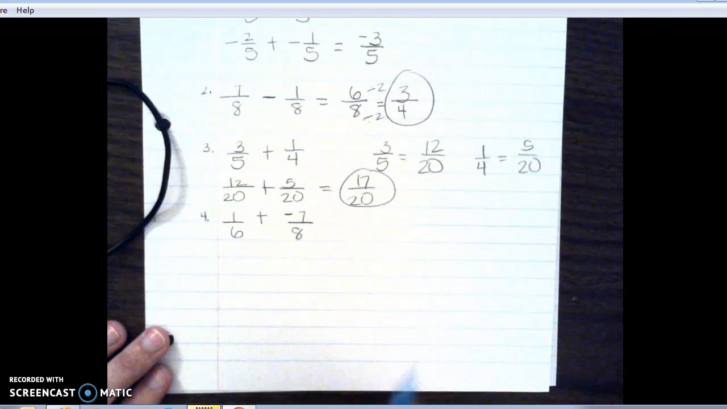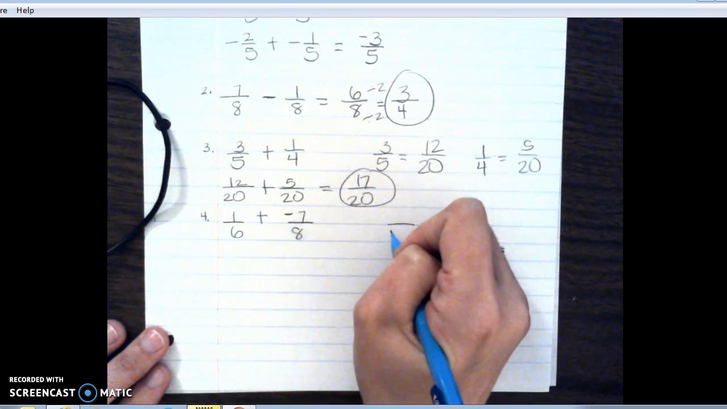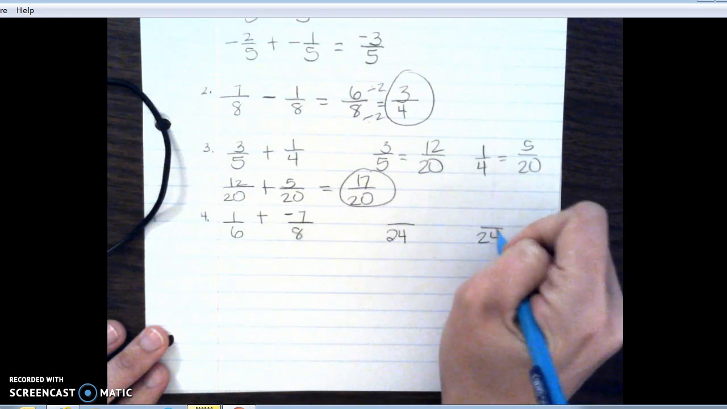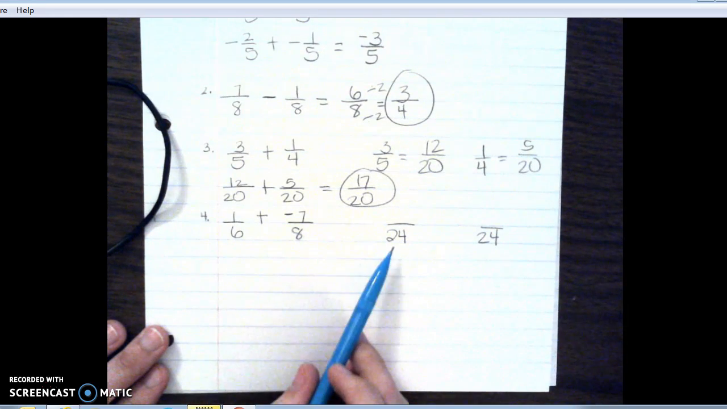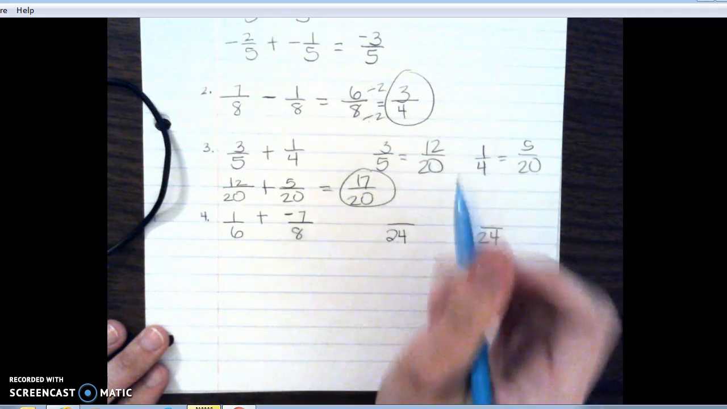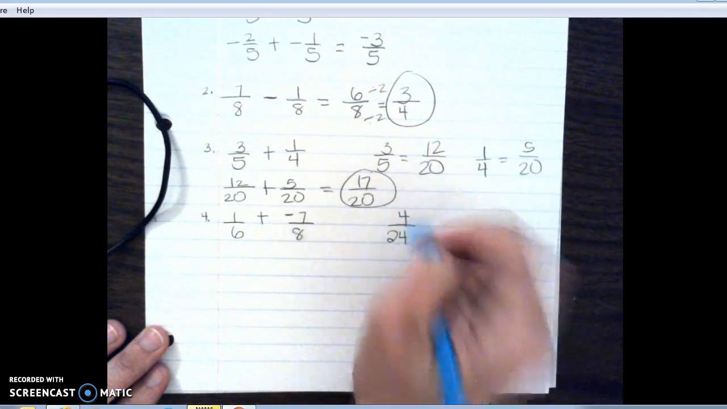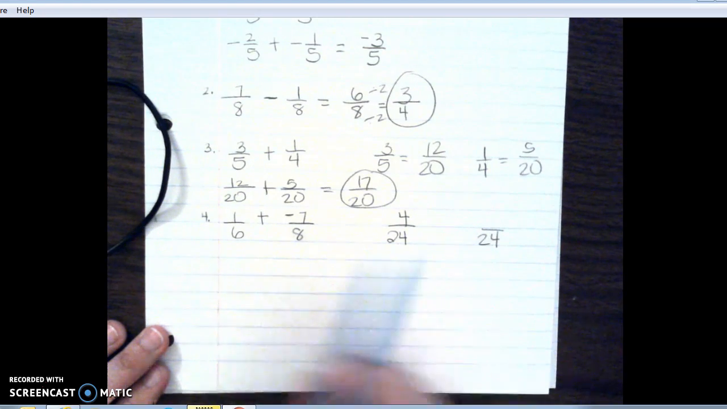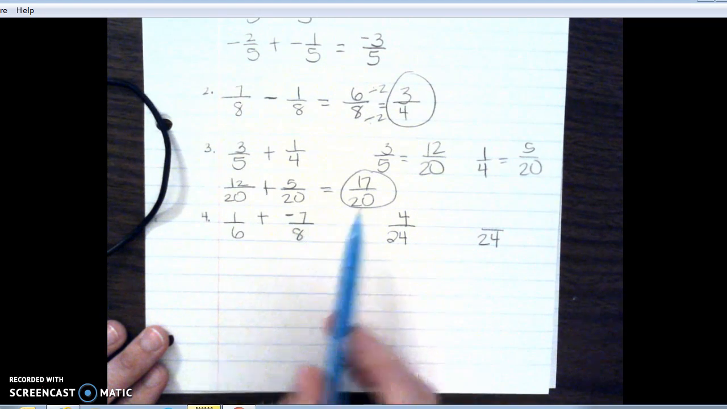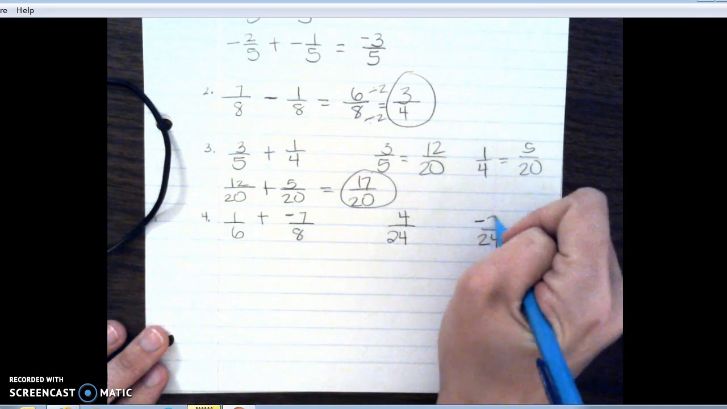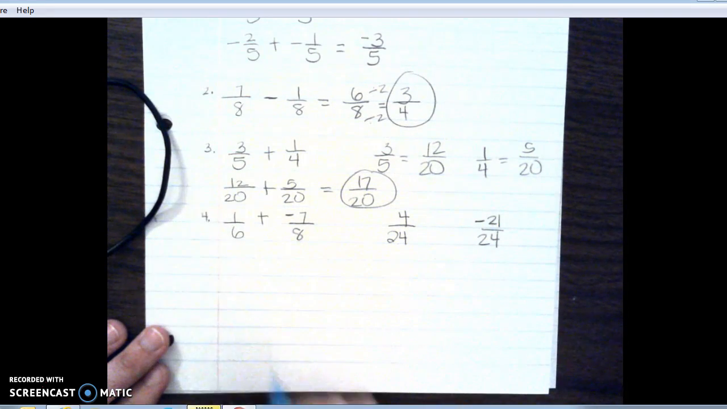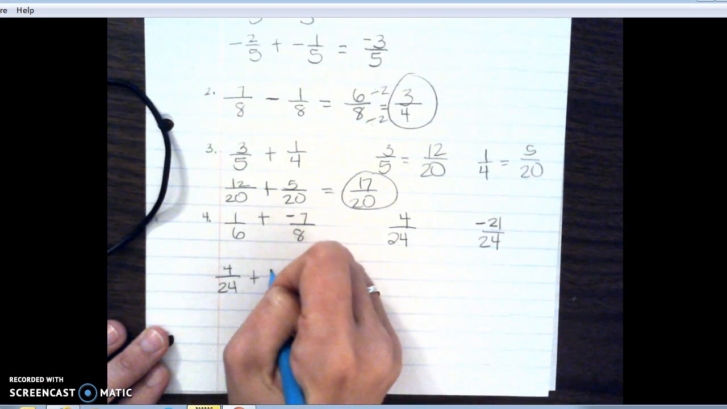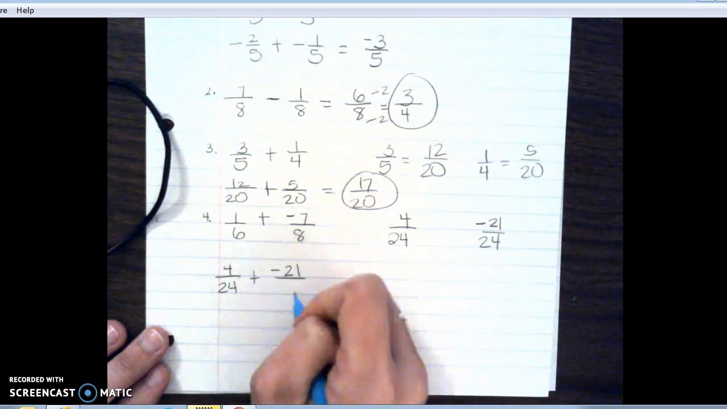Number 4, you should have found the lowest common denominator to be 24. 6 times 4 is 24, so 1 times 4 is 4. Here we multiply by 3. From 8 to 24, multiply by 3. Negative 7 times 3 is negative 21. So my new problem is 4 over 24 and negative 21 over 24.